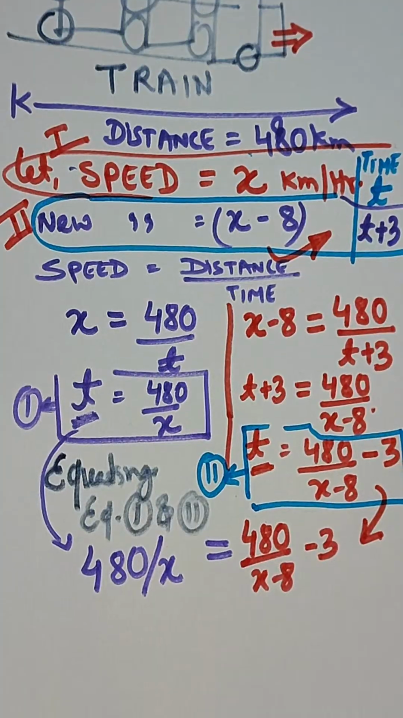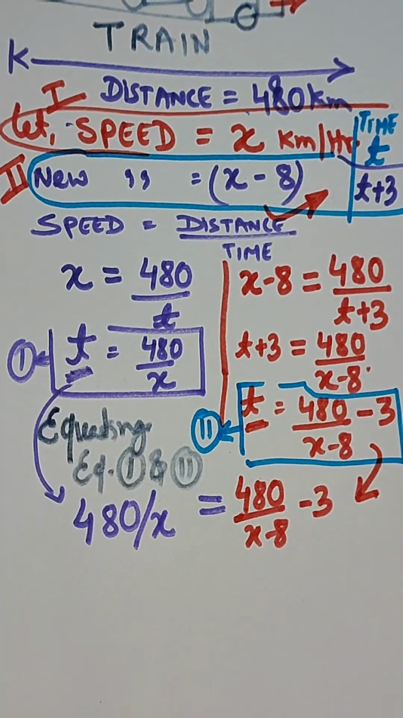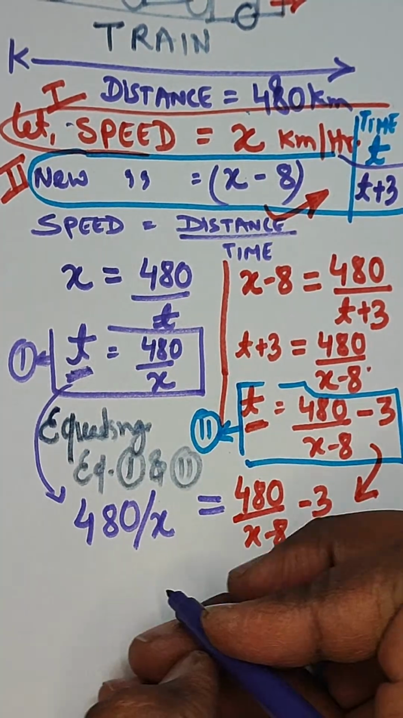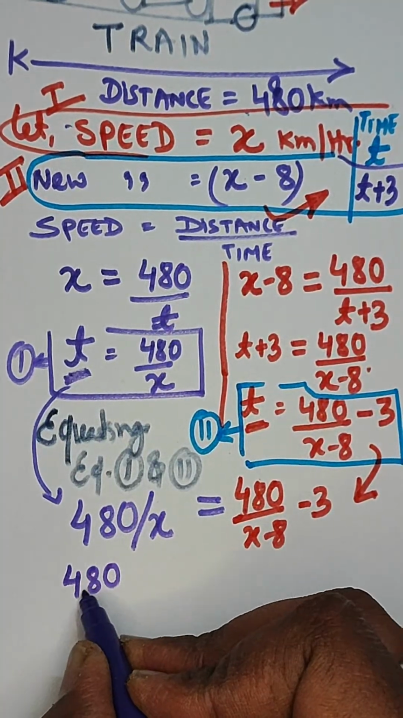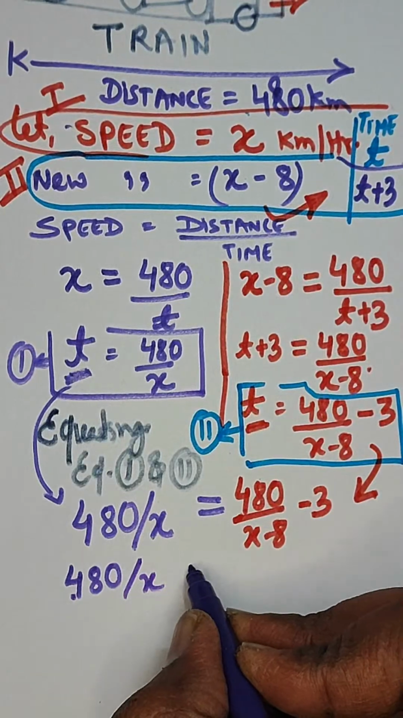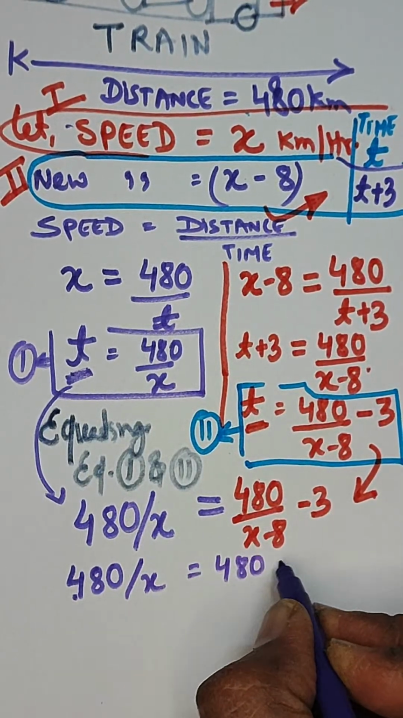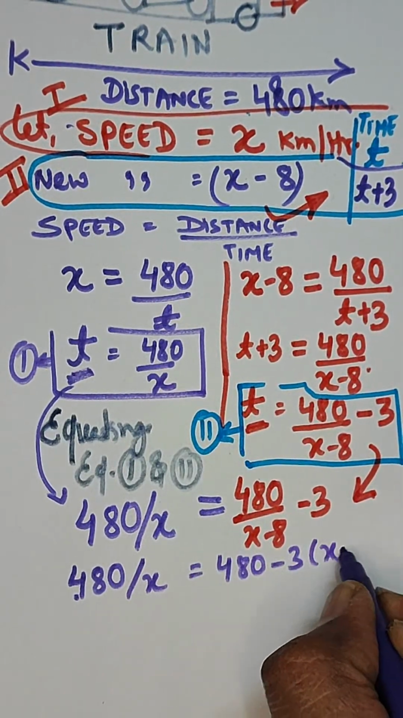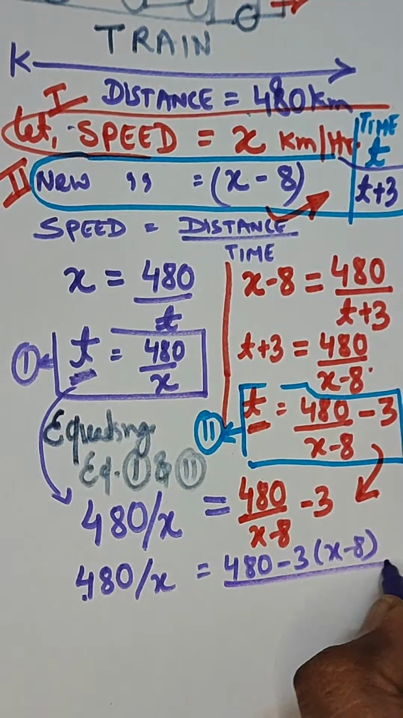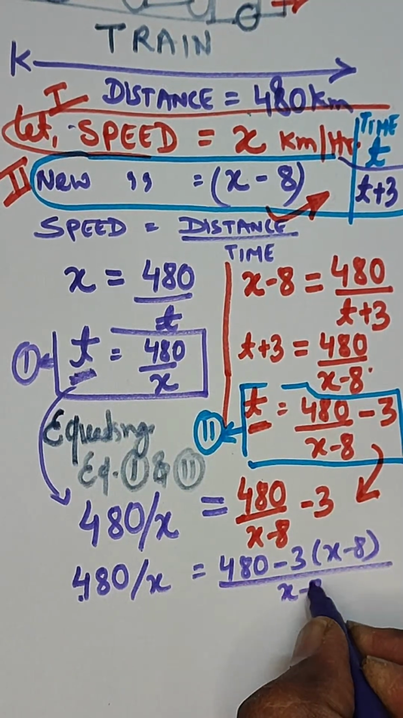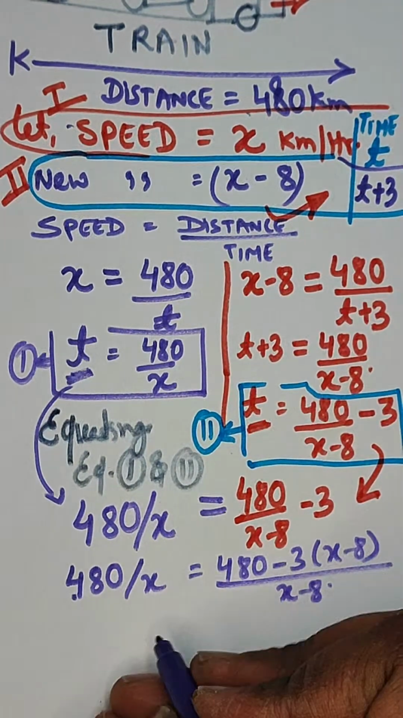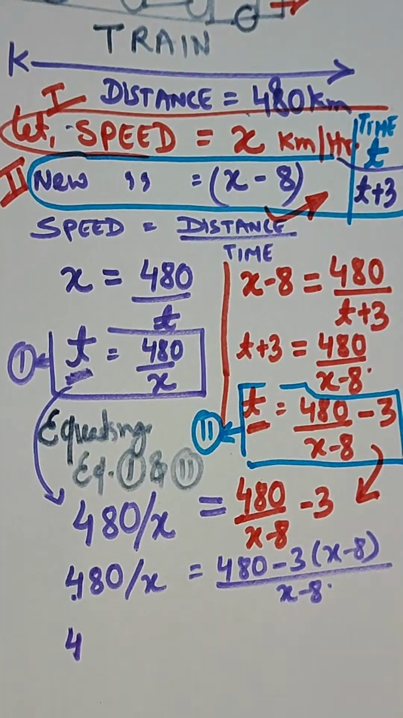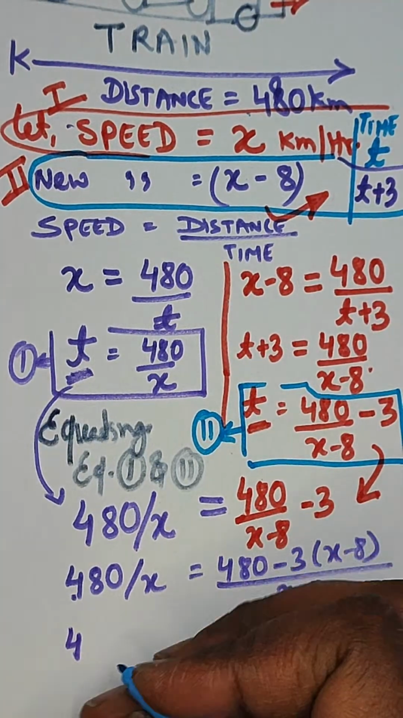Okay, now from here, let us solve this question, right? So from here we can say that 480 by x is equal to 480 minus 3 into x minus 8, I am simply simplifying it, divided by x minus 8. Now cross multiply. So this will give you, let me change the pen so that you can understand the steps.